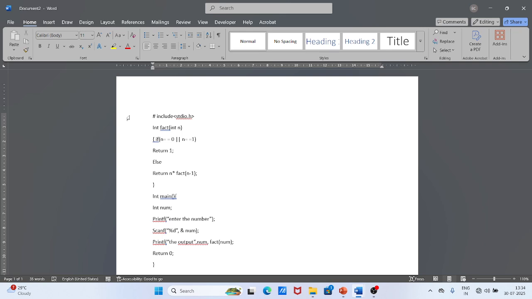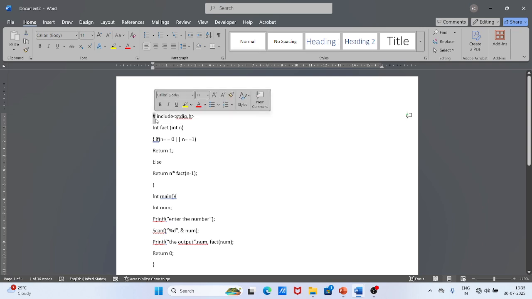This is one program to write: a program to calculate the factorial of a number. We write this code in C language. Here we already know that we use this header file. Why do we use a header file? This is a preprocessor directive that tells the preprocessor to include this header file. The standard input output header file contains the printf and scanf functions. That's why we use this header file, and after that we call one function whose name is fact.